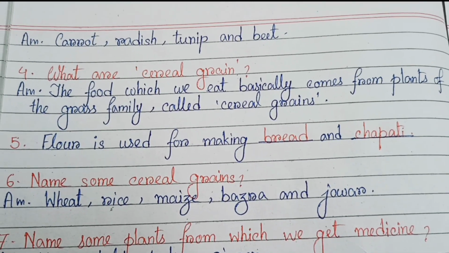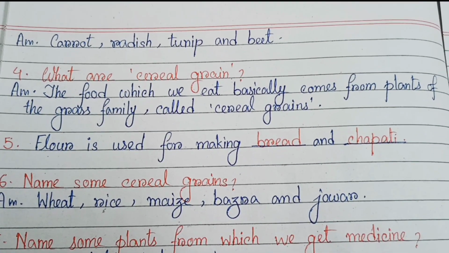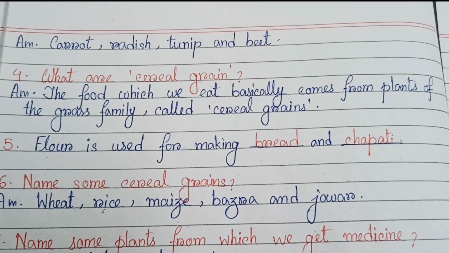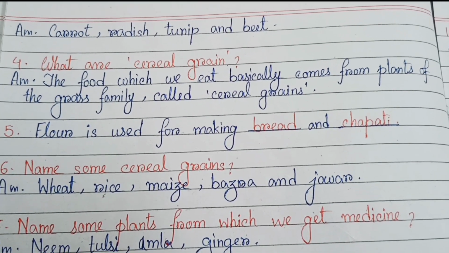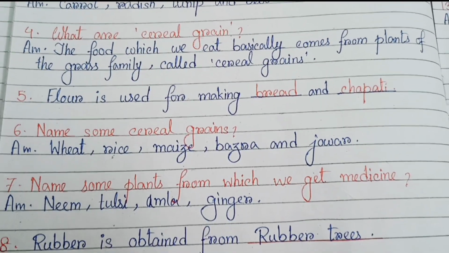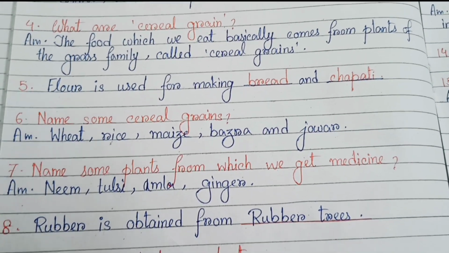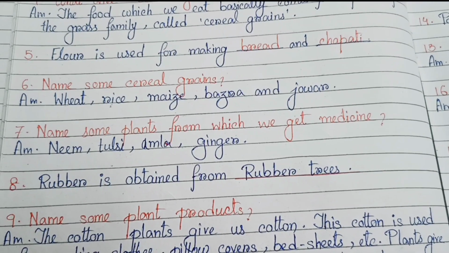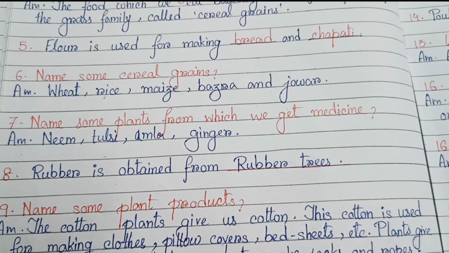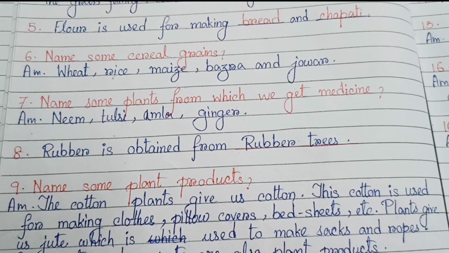Number 4, what are cereal grains? The food which we eat basically comes from plants of grass family are called cereal grains. Number 5 is a fill in the blanks. Flour is used for making bread and chapati. Number 6, name some cereal grains: wheat, rice, maize, bajra and jowar.